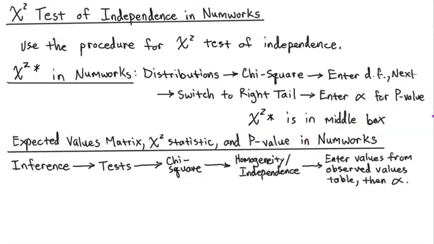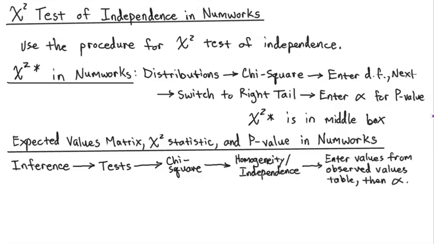And the way we do that is we select the app in Numworks called Inference. Once we get in there, there are 2 choices. We choose tests. Under tests, one of the choices is chi-square. And then once you go into chi-square, there are 2 choices. One of them is homogeneity / independence. That's the one we're going to pick.